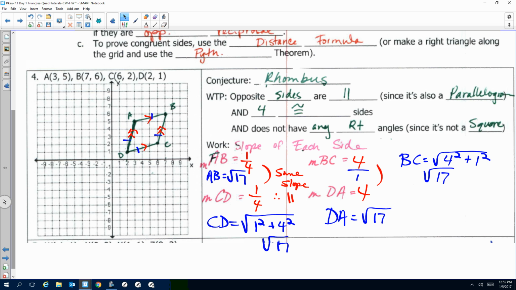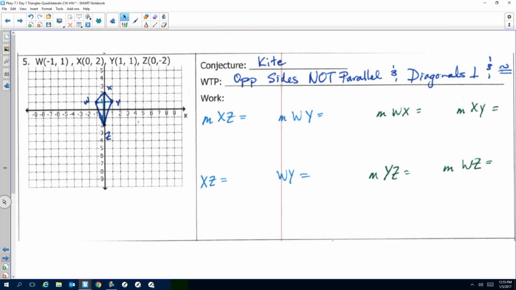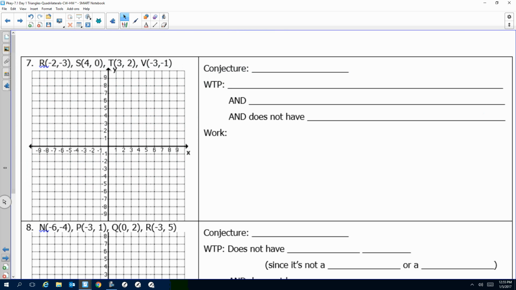So I gave you kind of the steps to start, what to look at for number 5. Okay? And you are going to be expected to finish the rest. Now, I want to talk about day 2. Day 2.